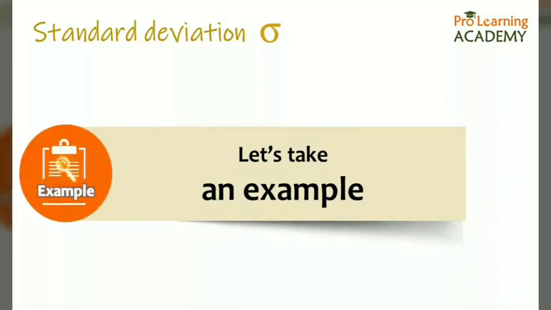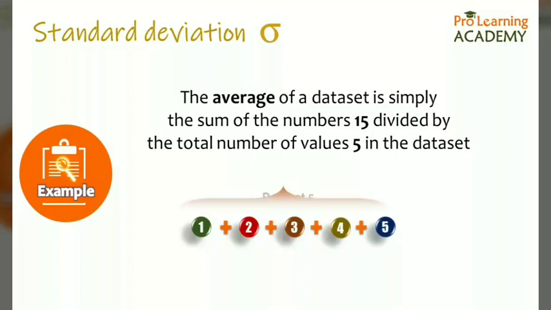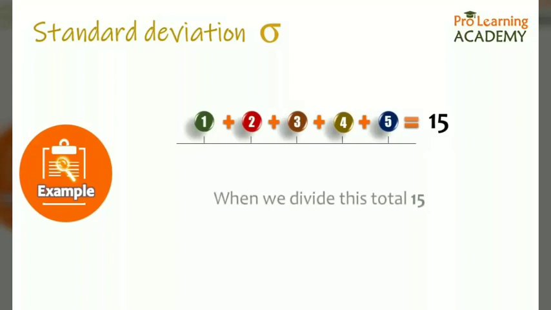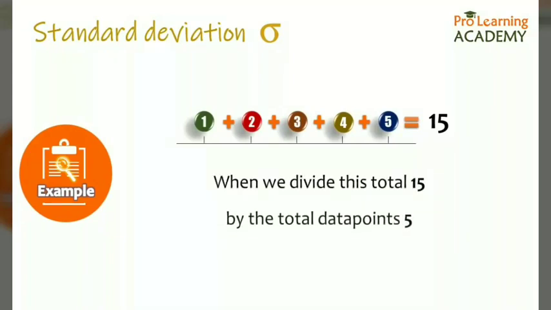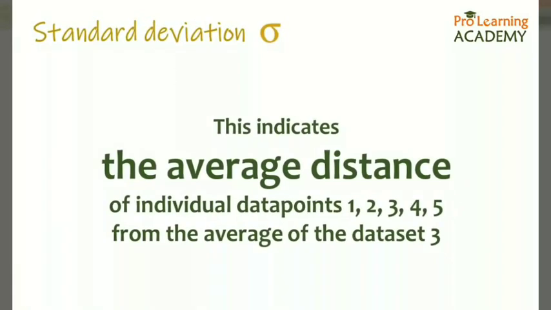Let's take an example. The average of the data set is simply the sum of the numbers divided by the total number of values in the data set. So in our example, 1, 2, 3, 4, 5, there are 5 data points. And when we divide the total 15 by the total data points 5, we get the average 3. And this indicates the average distance of individual data points 1, 2, 3, 4, 5 from the average of the data set.